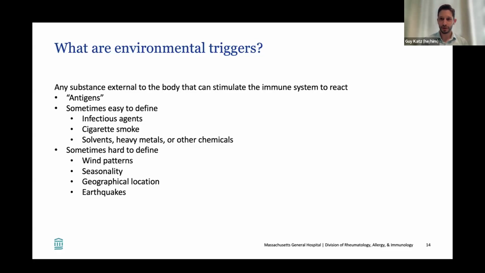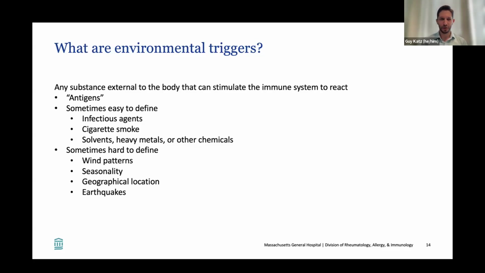For example, wind patterns. You wouldn't think of someone's immune system reacting to wind, but the wind carries all kinds of things. It carries air pollutants. It carries any substances that have come up from the ground. It carries allergens, all those kinds of things.